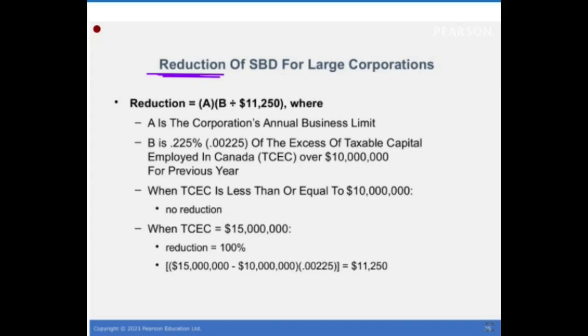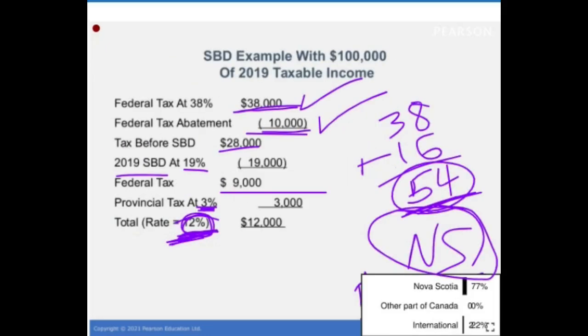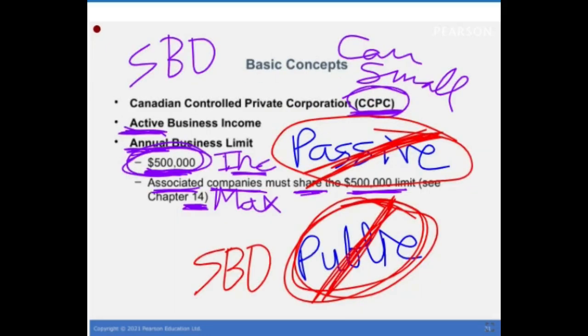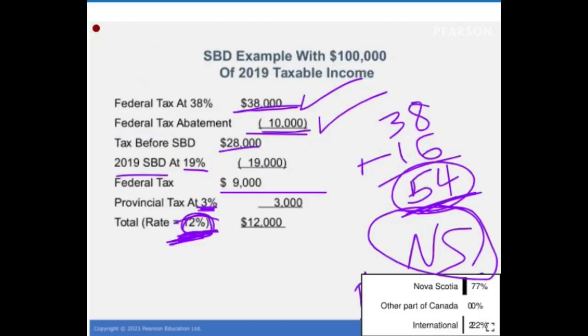So we had back here, CCPC. First off, if you see in the question that it's public, no go. Technically, if it only has passive income, then you're going to get to zero. But really, with the CCPC thing, if you're public, you just don't qualify, so don't bother running any numbers.